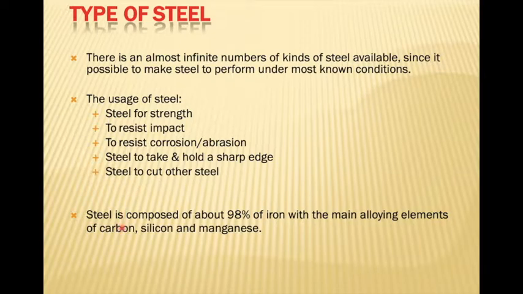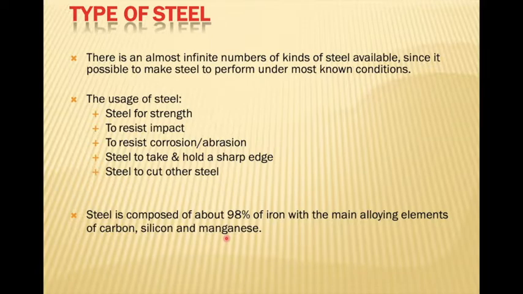Basically, steel is composed of 98% iron, with the main alloying elements of carbon, silicon, and also manganese. Similarly to concrete, with the application, we need to know the purpose of using this steel material. Therefore, we will get to know the type of steel that we will be using.